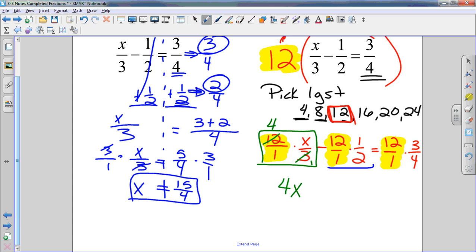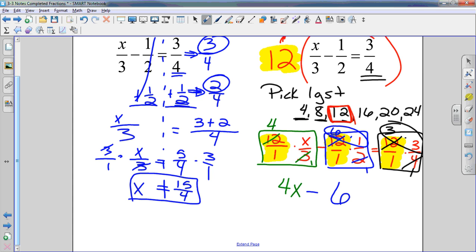Now when I go to the next one, what's 12 divided by 2? So what am I left with? 6 times 1. And my last one. What's 12 divided by 4? So what am I left with? 3 times 3. 1. And that's all you have to do and you're done.